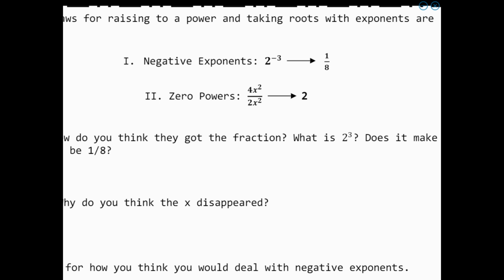So we just kind of talked about this. Why do you think they got a fraction for this negative exponent? Because the numbers are getting smaller. You're dividing. And you can change it to a decimal. So dividing, so they're getting smaller. We like to keep the fractions, okay? So leave the fraction there.